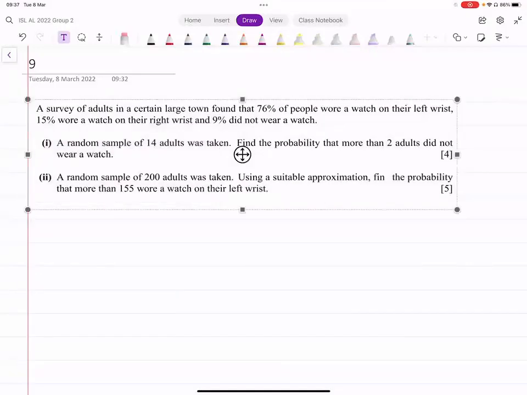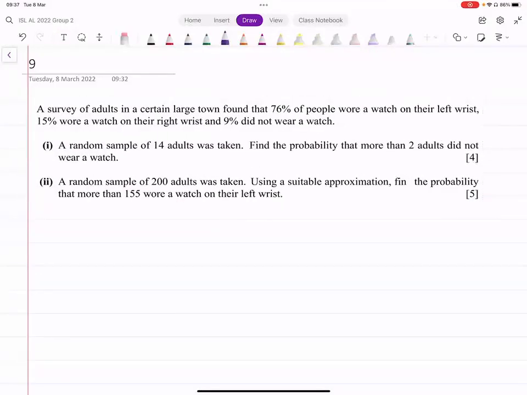Okay, let's try this. So we had this survey. A survey of adults in a certain large town found that 76% of people wore a watch on their left wrist, 15% wore a watch on their right wrist, and 9% did not wear a watch. So we've got three kinds of people here. 76% wear it on their left wrist, 15% on their right wrist, and 9% did not wear a watch.